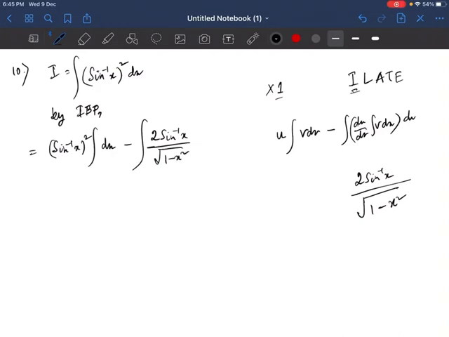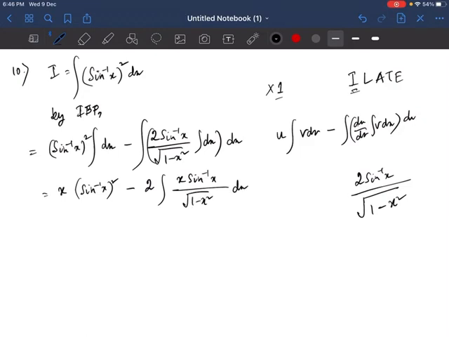then integration of dx of this entire thing. Integration of 1 is x, so we have x (sine inverse x) whole square. And what we do is we have minus, we take this 2 out, so integration of x sine inverse x divided by root over of 1 minus x square dx. So this is what we have.